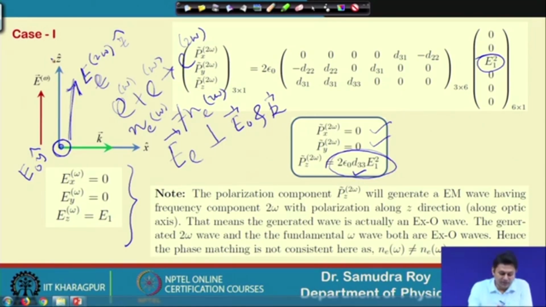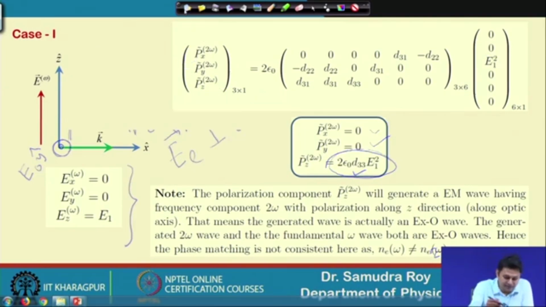So in the note we mentioned that the polarization component Pz will generate an electromagnetic wave having the frequency component 2 omega with polarization along the y direction, along the optic axis. That means the generated wave is actually an extraordinary wave, as we mentioned. The generated 2 omega wave and the fundamental omega wave are both extraordinary, and that is the reason why the phase matching should not hold. So there should be a 2 omega here, it is again a typing mistake. So n of omega will never be equal to n of 2 omega.